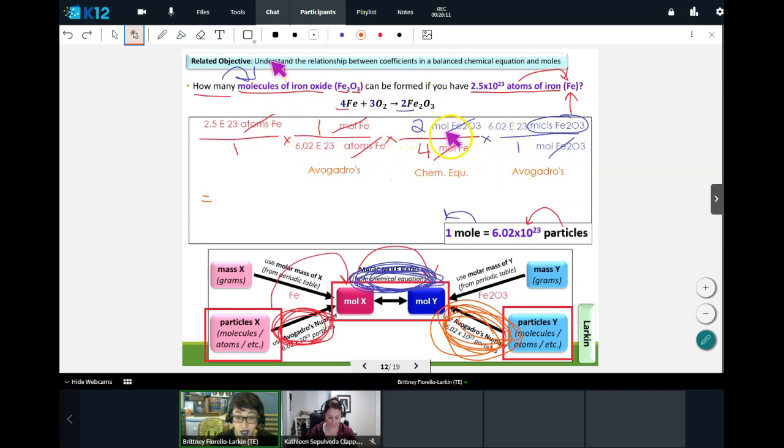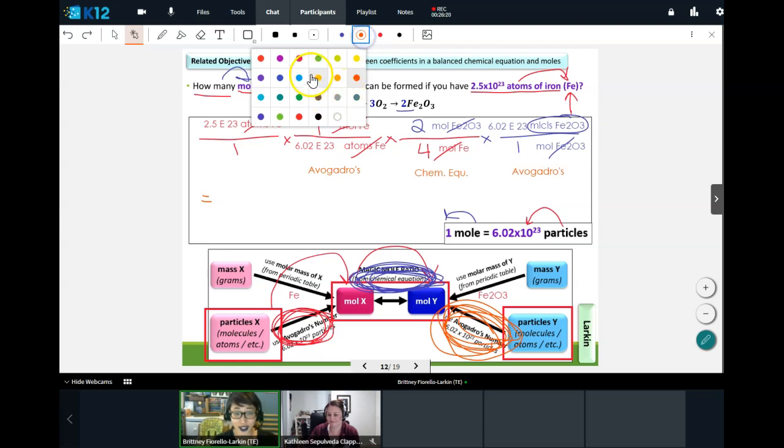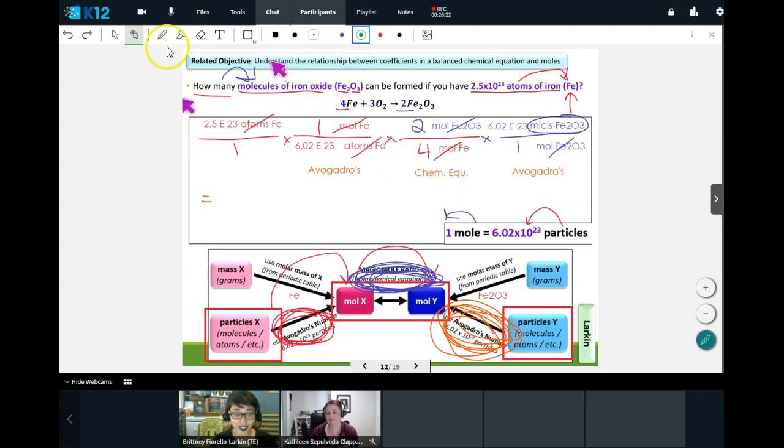Yeah, we can actually see 6.02 times 10 to the 23rd on the top here and on the bottom here. So what do you think I can do to it? Tell me in the chat. What do you think I can do to it? Get rid of it. Cross it out. Yes, they cancel, they divide out. So I'm going to actually get rid of this one and get rid of this one.